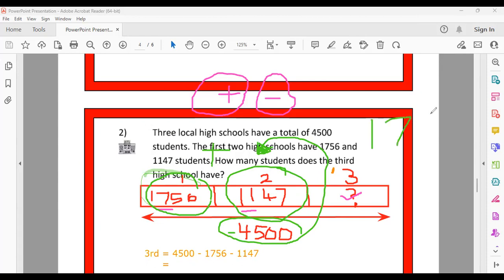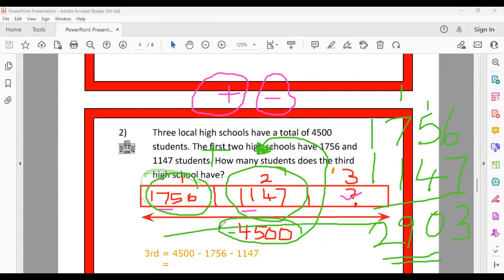Okay, add 1,756 with 1,147. Okay, I'm adding. This will be 13. This will be 10. 7, 8, 9. Did you get this? 2,905. Then you might make the careless mistake of saying, take 2,905 minus 4,005, which is absolutely wrong. So that is why it's better and safer to work with the big number minus the two small numbers.